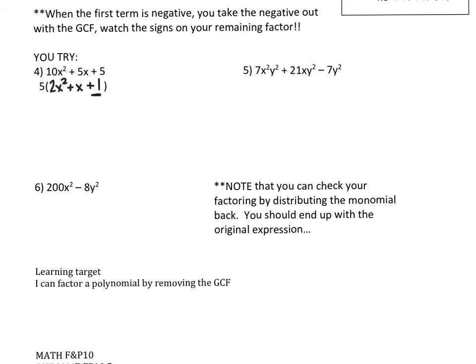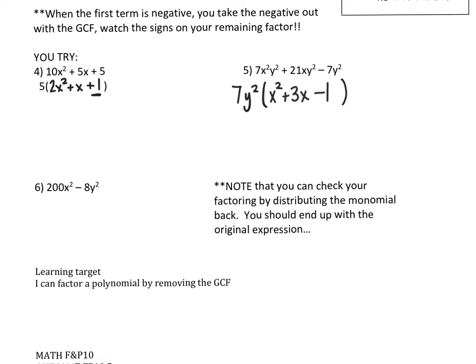Okay, number 5, let's look at the greatest common factor together, and then you can pause and do the rest on your own. So we're looking at 7, 21, and 7. I look at my numbers. The largest number that can come out is a 7. And then I look at x's and y's. In the first term, there's x squared. The second term has an x. The third term has no x's. So I can't take an x out. And then I have a y squared and a y squared, so I'm going to take a y squared out. Now I want you to pause and see what would be left inside.